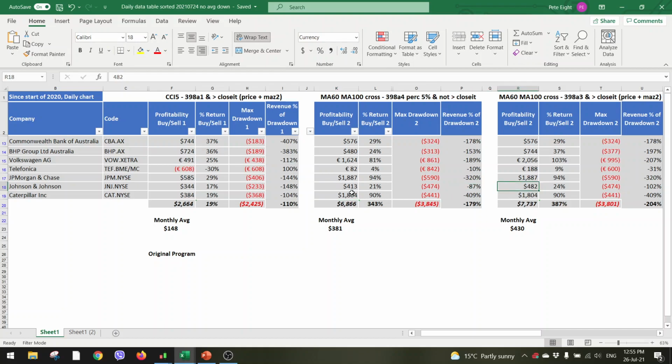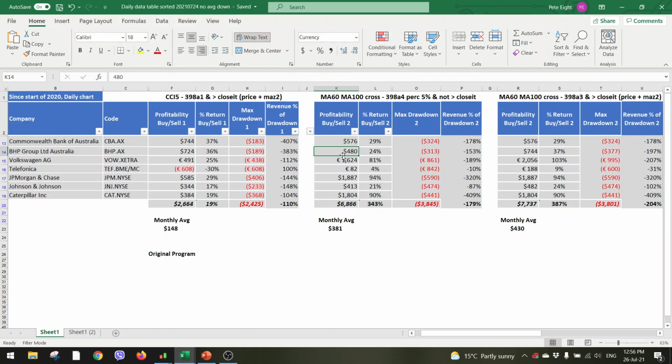So I'm comparing that to that amount for the crossovers. That's 482, 413, 1887, it's the same, 188 versus 82, 2056 versus 1624, 744 versus 480. So allowing for that high-low average price gain versus a 5% gain has generated more profitability.